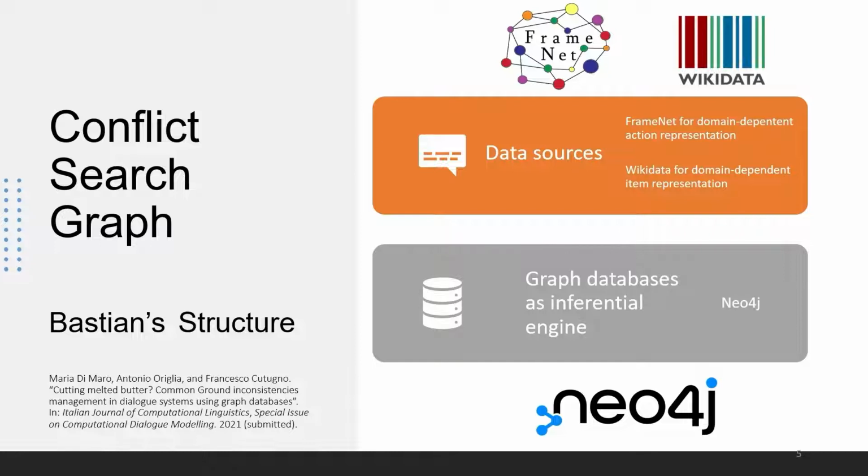Neo4j, on the other end, was used to represent all this information, but also to be used as a kind of inferential engine to extract the possible conflicts during the interaction.